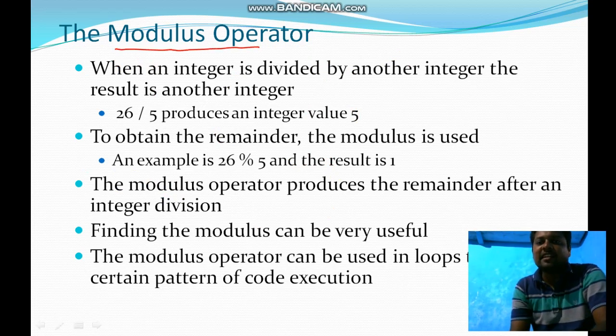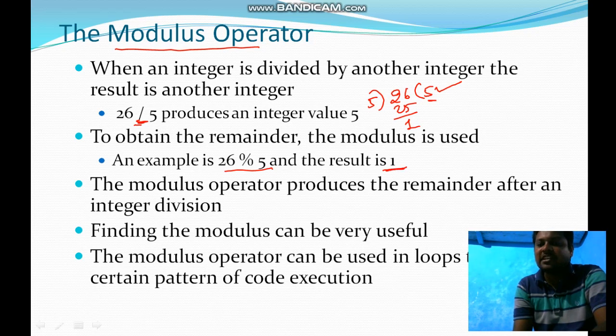I already said the modulus operator gives the remainder as output. For example, this is the divide operator. When you divide 26 by 5, 5 times 5 is 25, so you will get 1 as the remainder. With the divide operator you will get 5 as the result, because it returns the quotient. When you use the modulus operator, it gives the result as 1, because it produces the remainder. Keep this in your mind, it will be useful for loops, to solve some pattern programs and number programs.